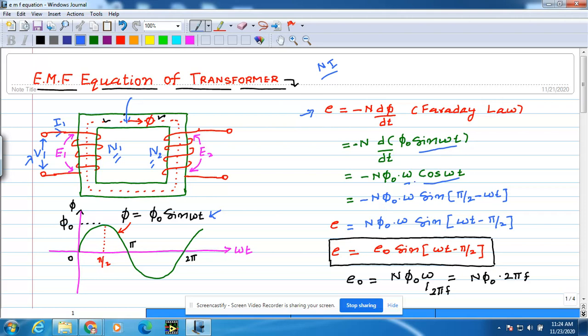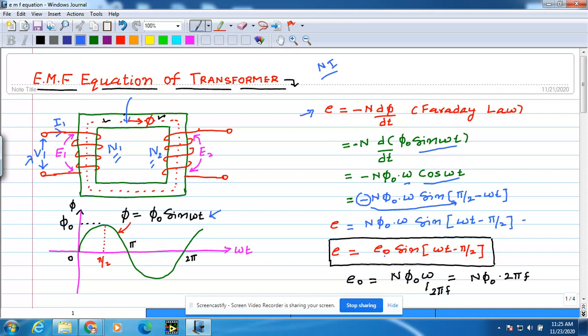Clear? Now cos can be converted into sine terms. It should be equal to sine of pi by 2 minus omega t. Here the minus sign will be shifted into the sine term, so we have sine of omega t minus pi by 2. So E equals N phi naught omega sine of omega t minus pi by 2. This is the final equation for the induced voltage in any winding: E equals E naught sine of omega t minus pi by 2.